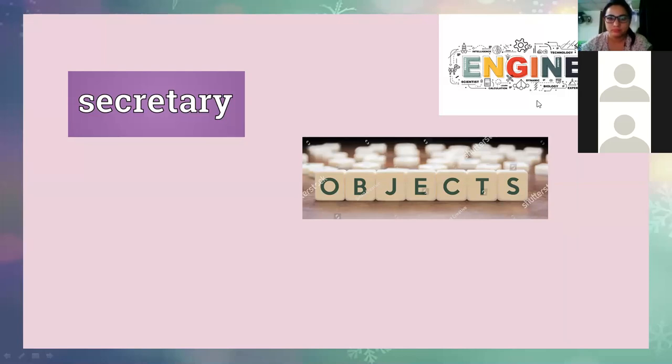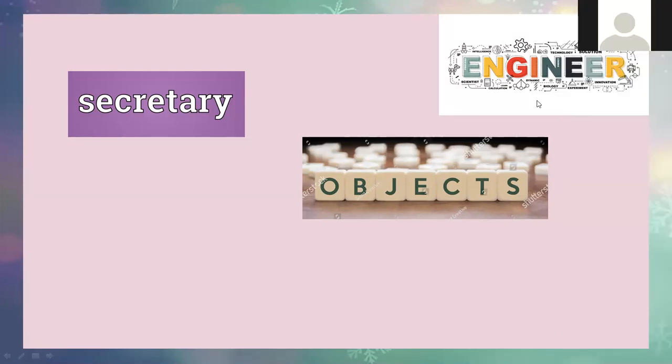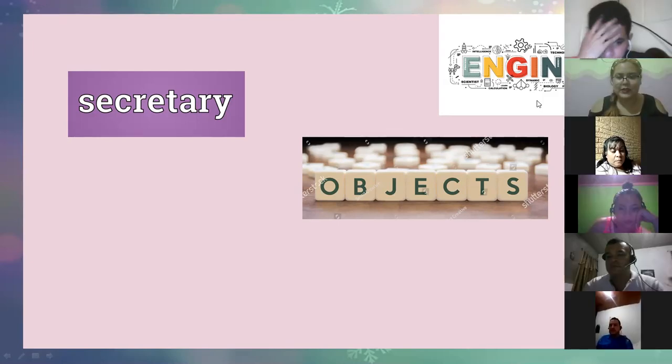Moises, how do you spell engineer? Engineer. E, N, G, I, N, E, E, R. Okay. Great. Thank you, Moises. Ask, let me see.